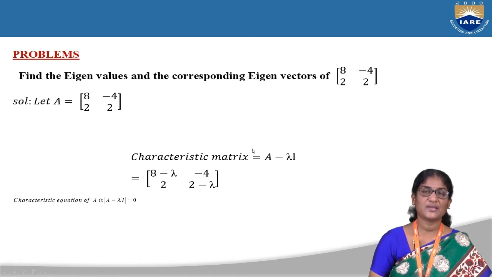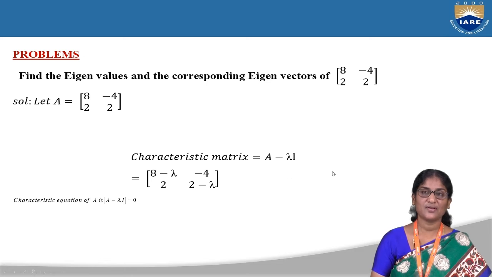Now, we'll go with one example of how to find out the eigenvalues and vectors of a given matrix. I'll take a simple example of a 2 into 2 matrix. Find the eigenvalues and the corresponding eigenvectors of the matrix, row-wise 8, minus 4, 2, 2. As usual, we get the characteristic equation by finding the determinant of A minus lambda I equal to 0. The characteristic matrix is given by A minus lambda I, determinant equal to 0. So, along the diagonal, instead of 8 you write 8 minus lambda, and 2 minus lambda. Take the matrix determinant.